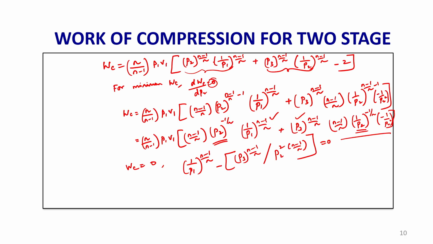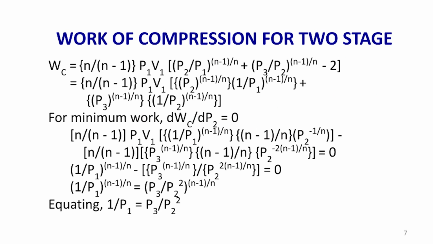Here, if you combine the P2 term and 1 by P2 term, and 1 by P2. Okay. If you simplify this one, you will get in the numerator P2 power minus 2 into n minus 1 by n. This is what I have written in the denominator here. So, that is what I have shown here also. See this term, P2 to the power of minus 2 into n minus 1 by n. This can be written in the denominator. That is what I have written in the next step.